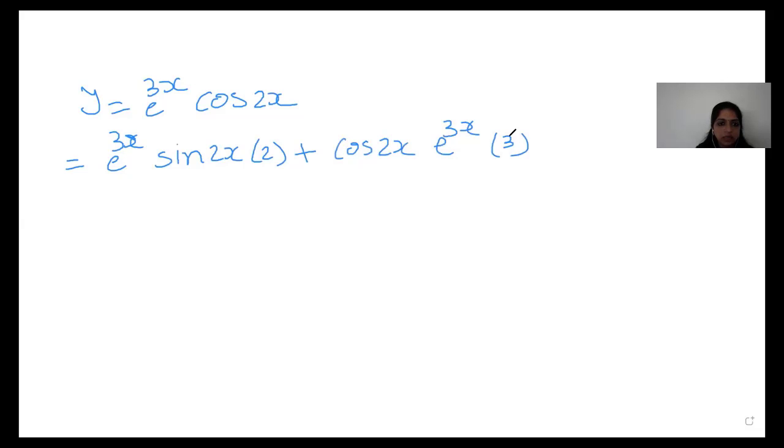Perfect. See, here there will be a minus sign. Ma'am, minus sign. e raised to 3x, minus sine 2x. Yes. The derivative of cos is minus sine 2x. So e raised to 3x, the derivative of cos is minus sine 2x into 2, plus cos 2x will remain same, and the derivative of e raised to 3x into 3. Okay. Thank you, students.